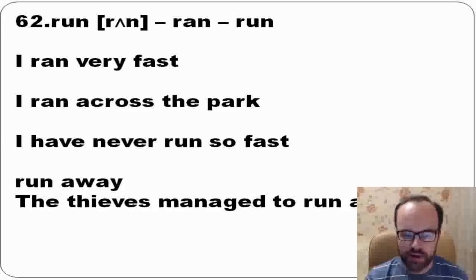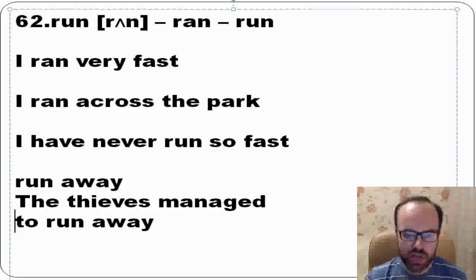Okay, so run, ran, run. I ran very fast. I ran across the park. I have never run so fast. Run away. The thieves managed to run away. It means the thieves managed to escape.